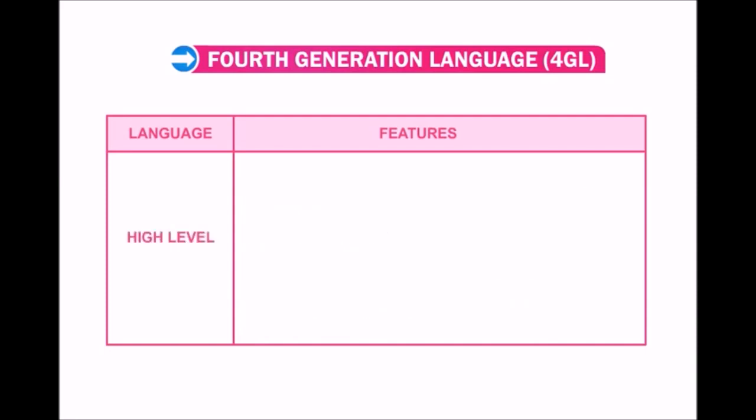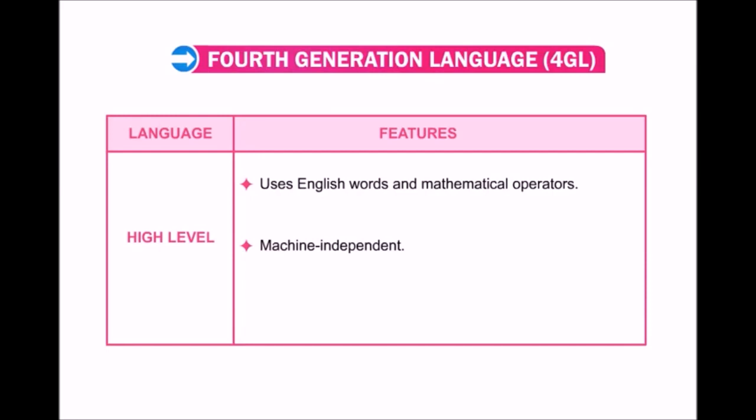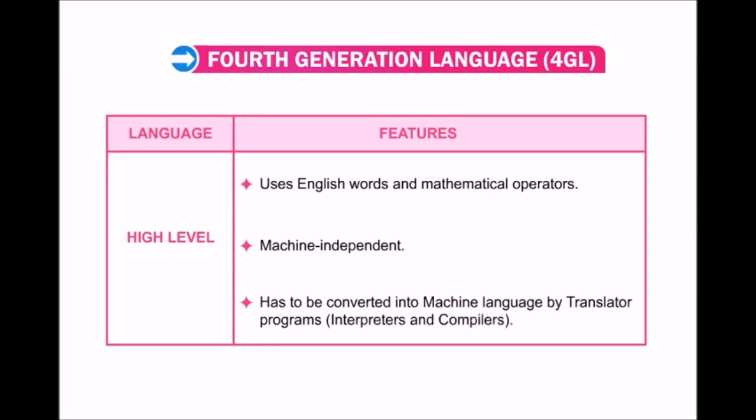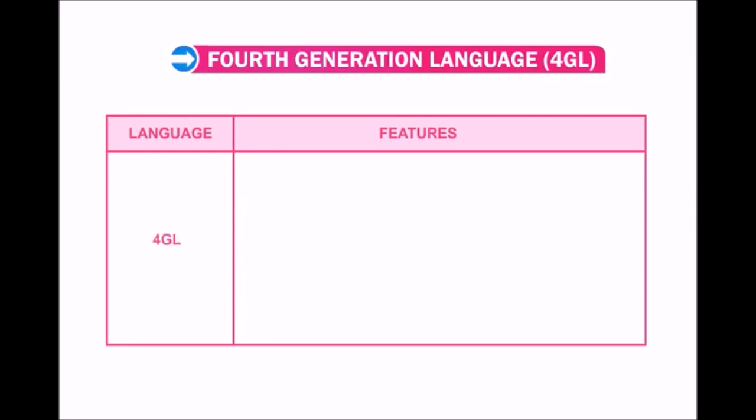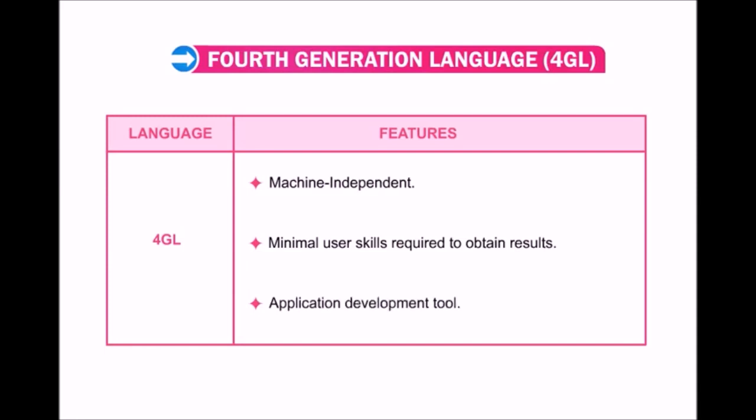assemblers. High level, uses English words and mathematical operators. Machine independent, has to be converted into machine language by translator programs, interpreters and compilers. 4GL. Machine independent. Minimal user skills required to obtain results. Application development tool.